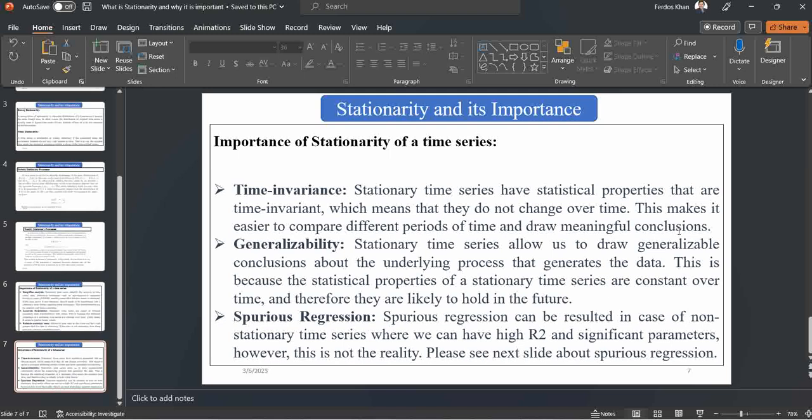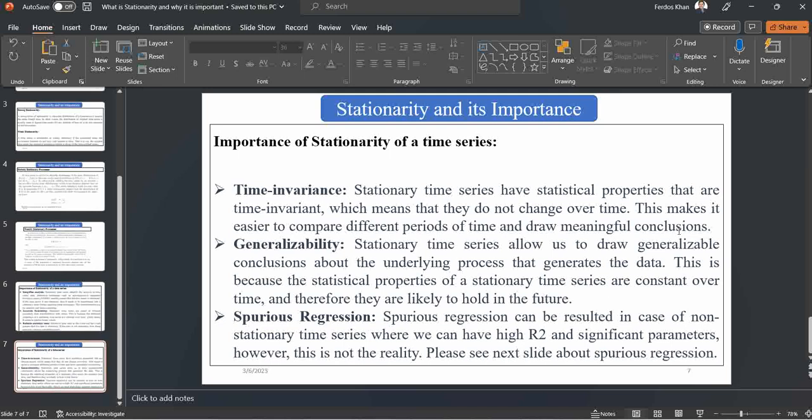Okay, this is a very good point. You can compare different parts of the time series to draw conclusions. Maybe you consider some baseline period and some future period, and you can make a comparison because it does not vary with time, and so you can draw meaningful conclusions and inferences.